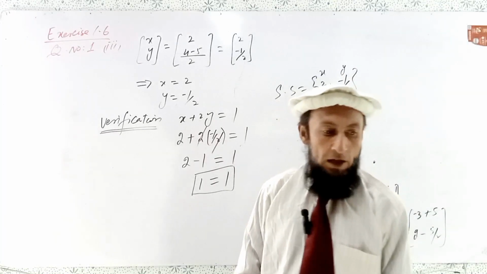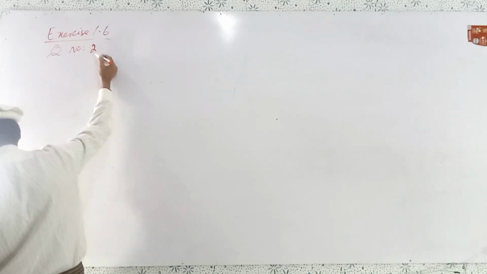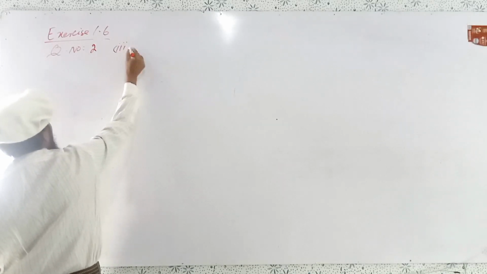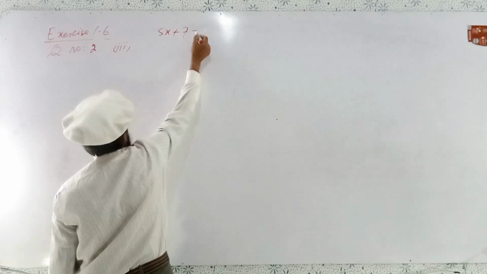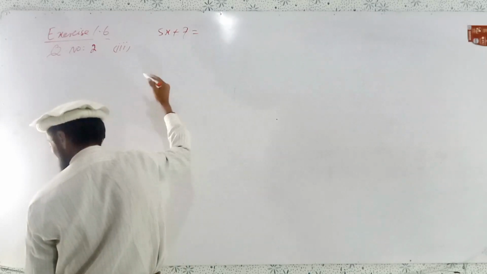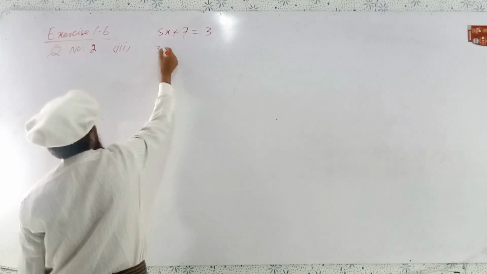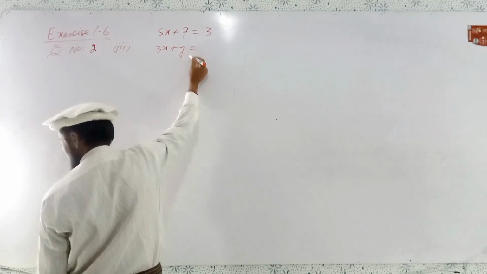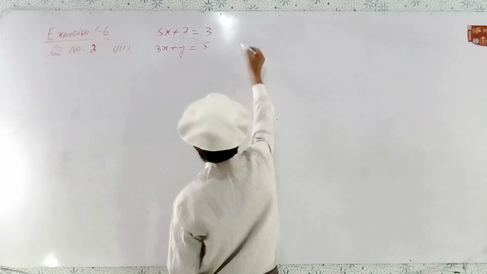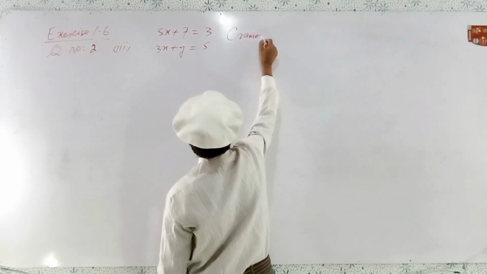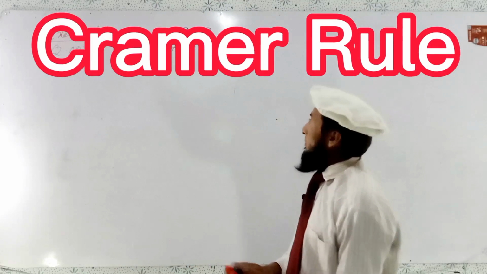Now we are using the second question, number 2 part 3. These are the important questions. 5x plus 7y is equal to 3 and 3x plus y is equal to 5. Solve the system by Cramer's rule. By Cramer's rule, we are using the method of Cramer's rule.